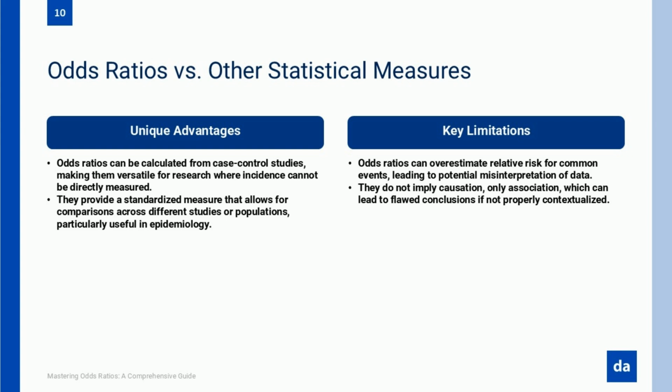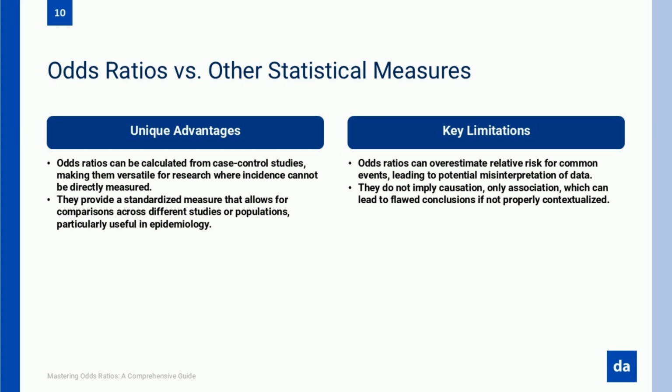However, odds ratios have a distinct advantage over relative risk in certain study designs. Case control studies, which are common in epidemiology, can't directly calculate relative risk because they don't measure the incidence of outcomes in the population. Odds ratios, on the other hand, can be calculated from these studies, making them a versatile tool for researchers.